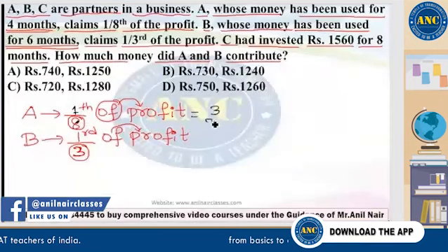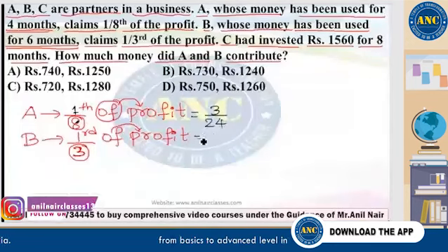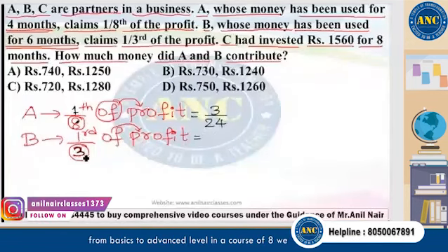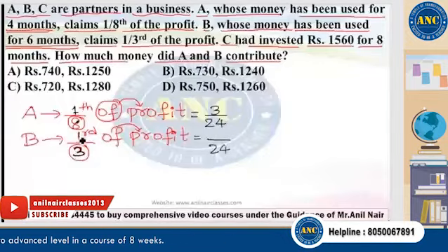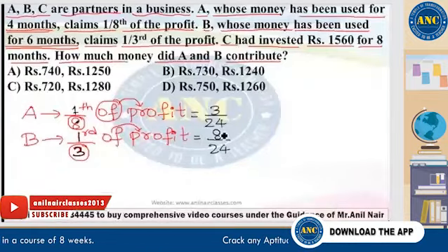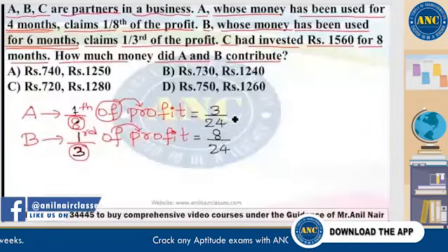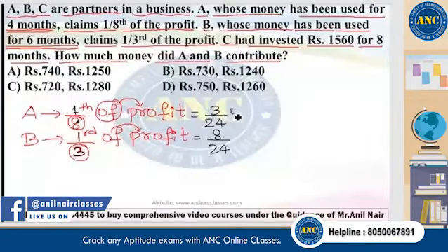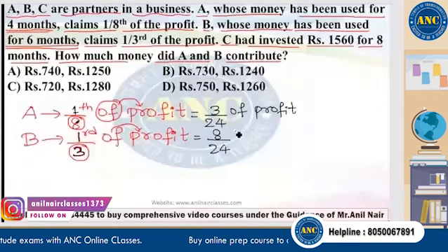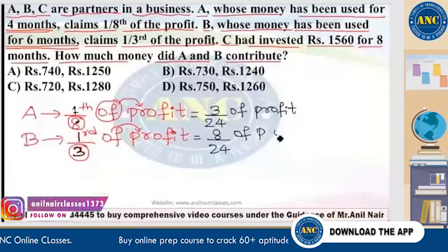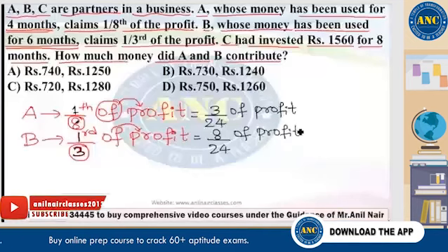I can also write it as 3 by 24th of total profit. 3 should become 24, 3 into 8 is 24, and the numerator also 1 multiplied by 8 is 8. That means A is claiming that 3 by 24th of profit belongs to A. 8 by 24th of profit belongs to which person, sir? It belongs to B.